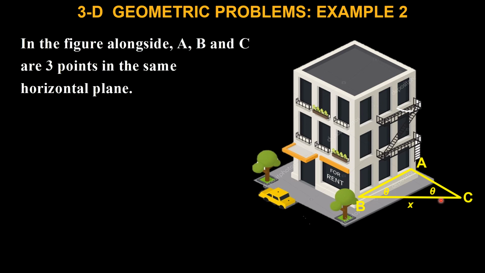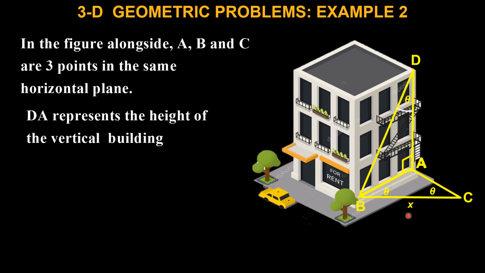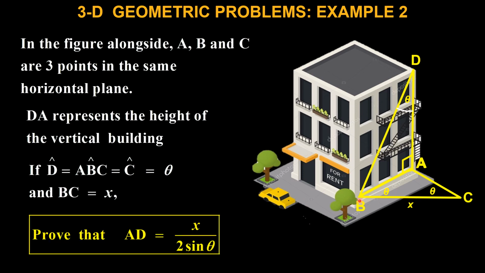You can see there it's on the horizontal plane, grounded there. And TA represents the height of this building, this vertical building. And we've got some measurements given. Angle D is theta, right? There's angle D. Angle C is theta, and angle ABC is also theta. And BC is x units there.